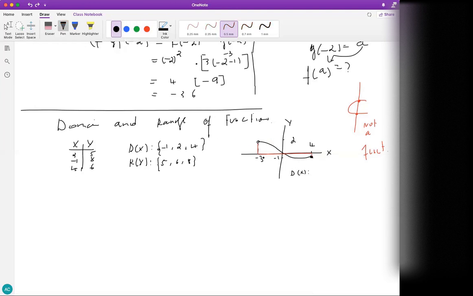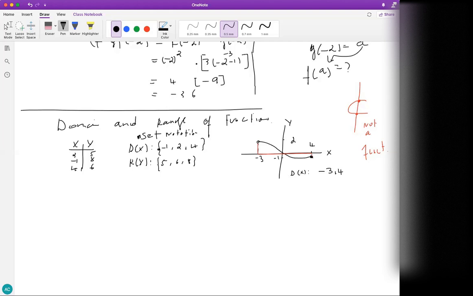So the domain is the values of x. They go between -3 and 4. So -3 and 4. The domain again is the values of x only. So this is the x-axis. For this graph, all the values are in this interval. Now, we need to use something around these. So this is what we call set notation.